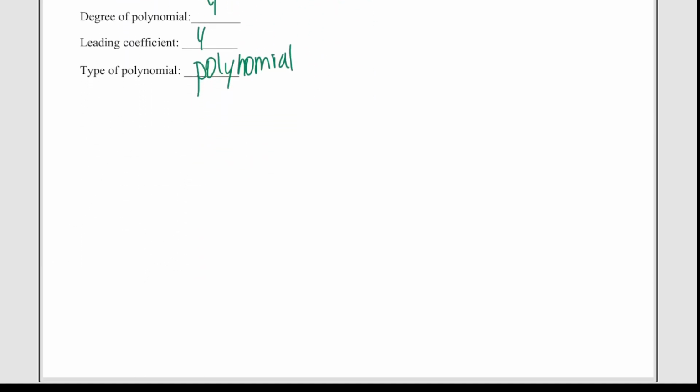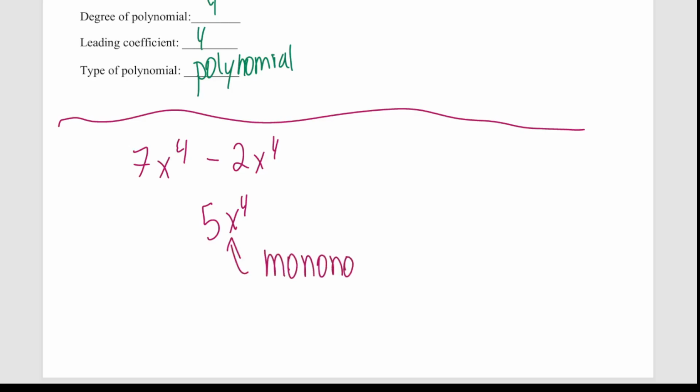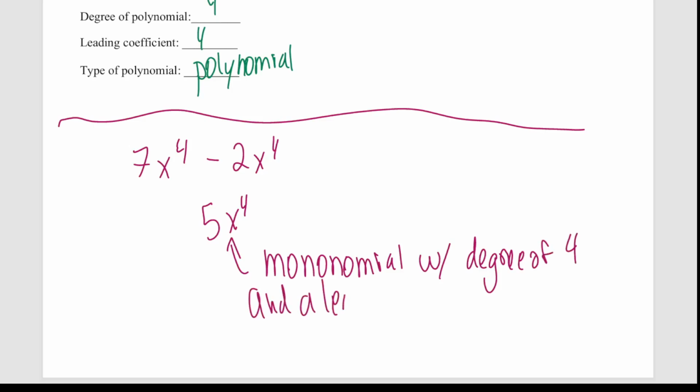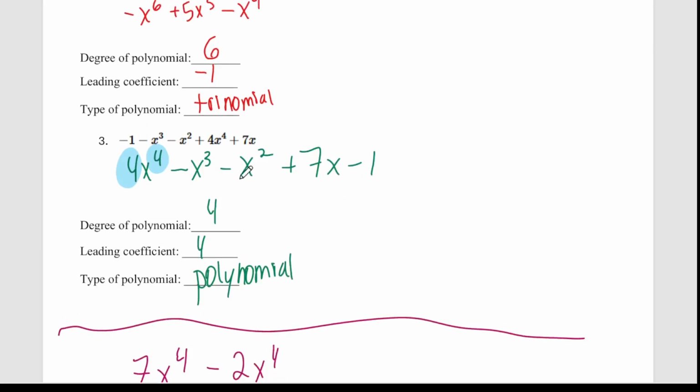And do keep in mind that if you can combine like terms, you have to do that as well. Because if, for example, I had 7x to the 4th minus 2x to the 4th as my entire expression, it would not be a binomial because I can combine like terms. 7x to the 4th minus 2x to the 4th makes 5x to the 4th. So this would be a monomial with a degree of 4 and a leading coefficient of 5. And you can also be asked about the individual degrees and leading coefficients of individual terms.